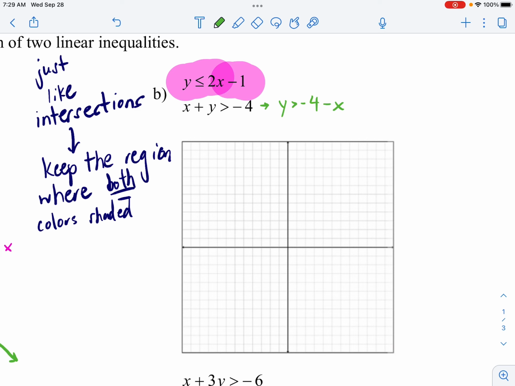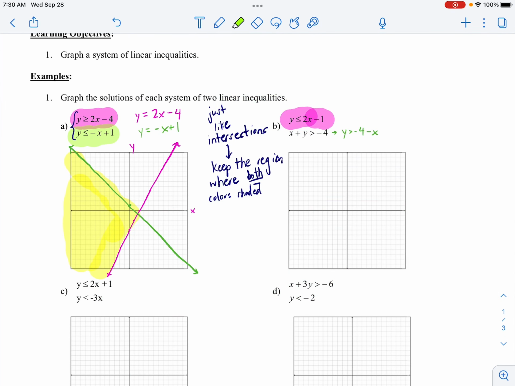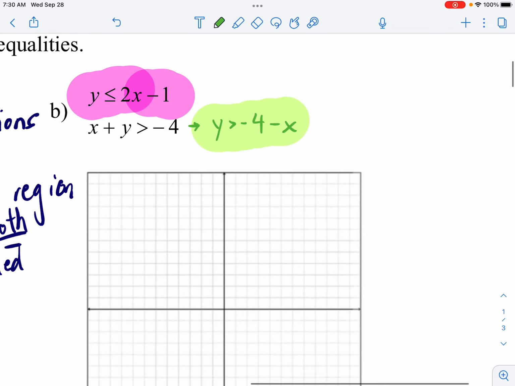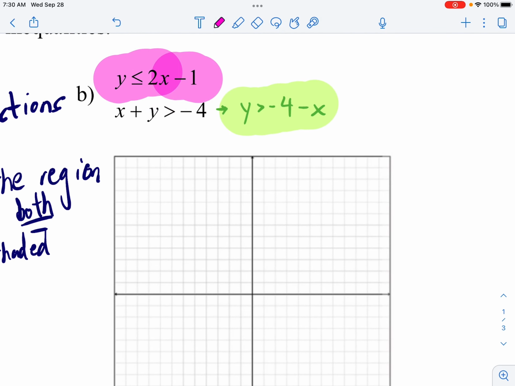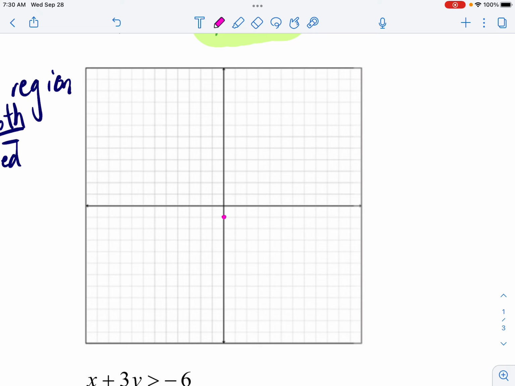Here we go. Okay, so I'm going to highlight that in green. Now we're going to graph this pink inequality just like it were the equation y equals 2x minus 1, right? So the y-intercept is negative 1, and then my slope is 2, okay? So let me graph that.